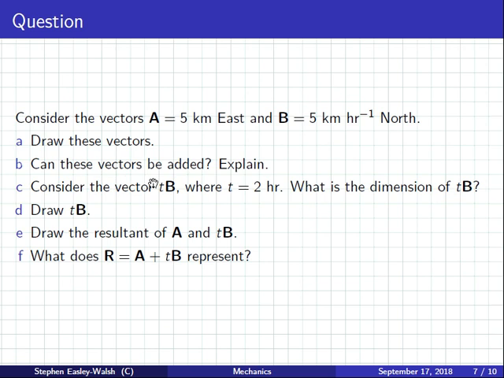Can these vectors be added? What do you think? Can you add these vectors? No. Why not? The unit's different. Very good. I tried to trick you to think that you could add them, but you can't, because A is in kilometers and B is in kilometers per hour. So you actually are not allowed to add them. Yeah? Okay, good. So the answer is no, because different units. Okay, so we can write that down. No, because different units.